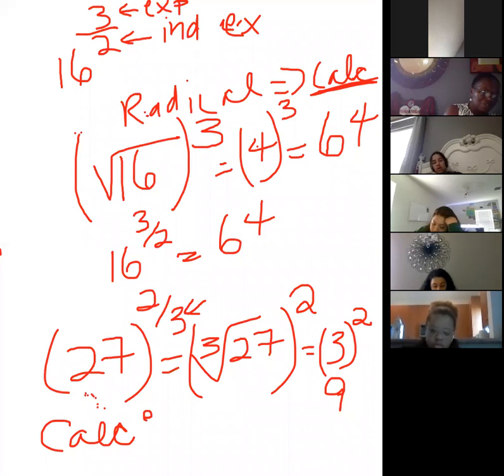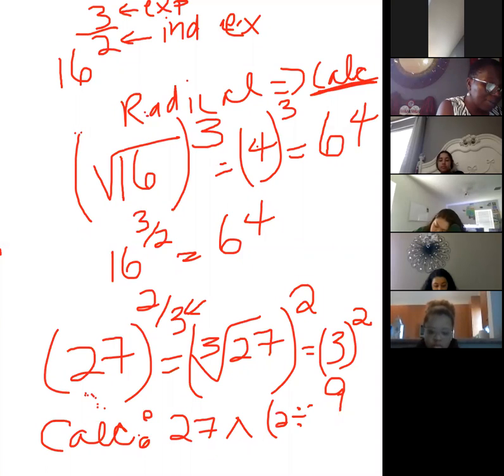Now, for those of you curious as to how to type it into your calculator, you would do 27, hit your power key, your caret, and in parentheses, you would do 2 divided by 3, and the calculator will give you the correct answer. Now, try it, guys. It actually works. The only way you're going to find out if it works is if you plug it into your calculator, all right?